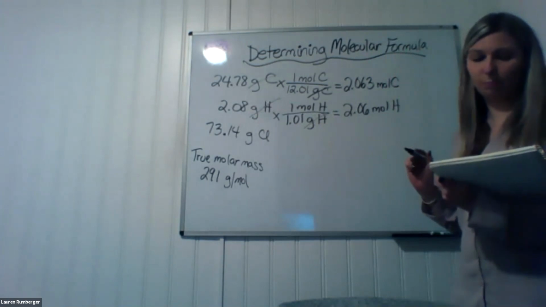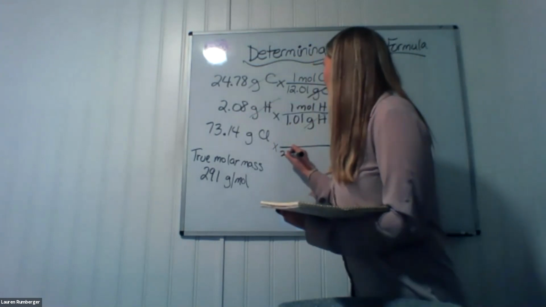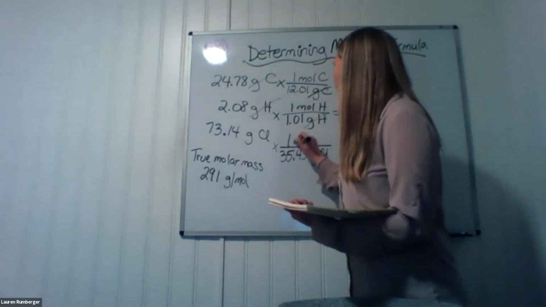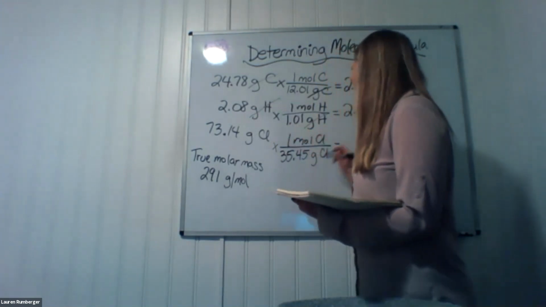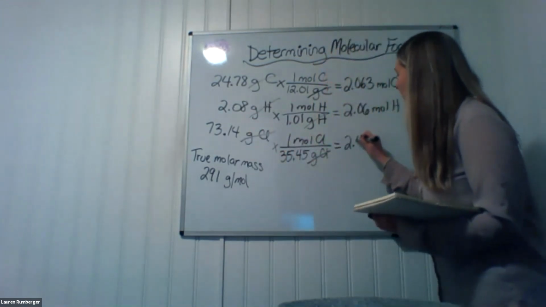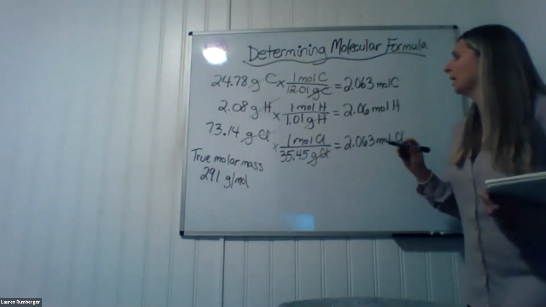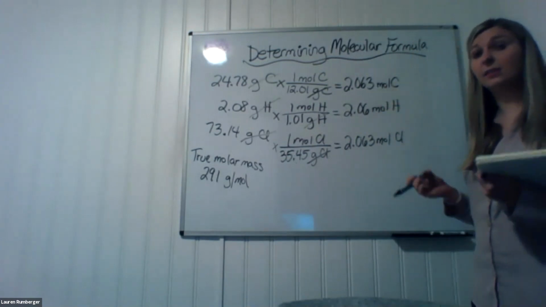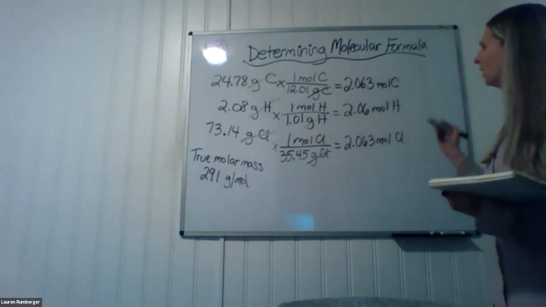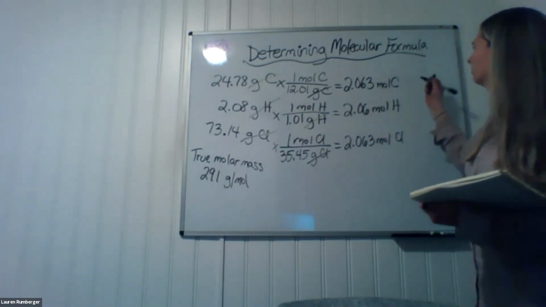Then for the 73.14 grams, we're going to convert that to moles using the molar mass of chlorine, 35.45 grams of chlorine per 1 mole of chlorine. When we do this math, we get 2.063 moles of chlorine. Okay, so what we see is that these are all in the same ratio with each other. This would be like saying 1 to 1 to 1. If we divide by the smallest, which is basically the same for all of them.